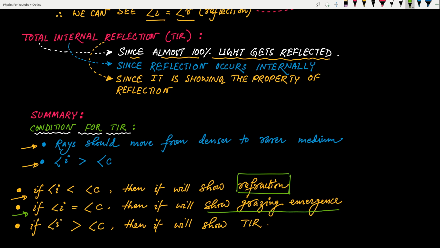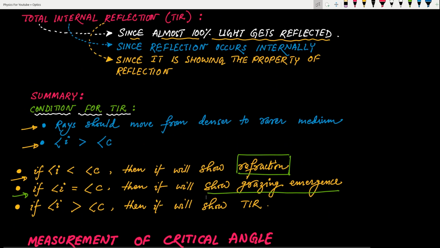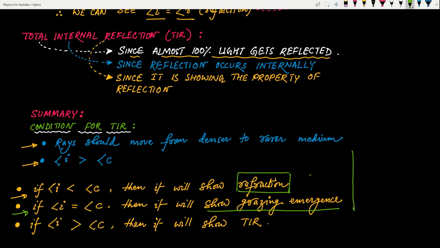Now what is grazing emergence? Let me explain. So let's look into the figure again. Oh, the figure is very untidy. Let me draw it here. This is our denser medium mu2 and this is our rarer medium mu1. So I'm trying to say grazing emergence means if the angle of incidence is the critical angle, then what will happen is after refraction it will graze the interface. Okay, like this. That is, the angle of refraction will be 90 degrees. This kind of emergence is known as grazing emergence.